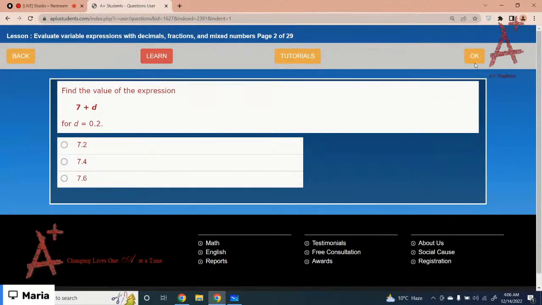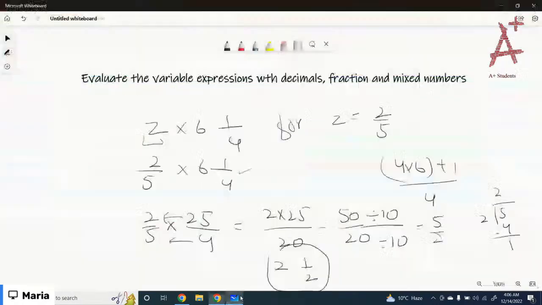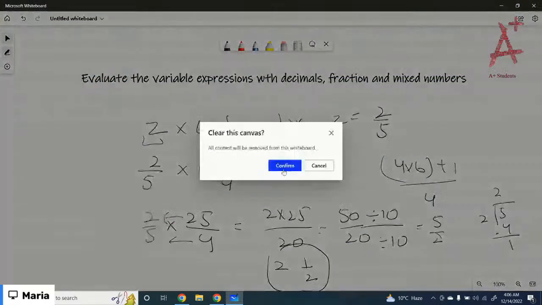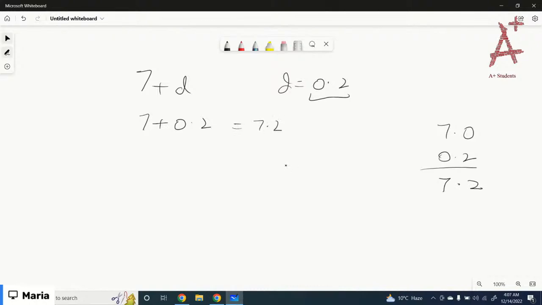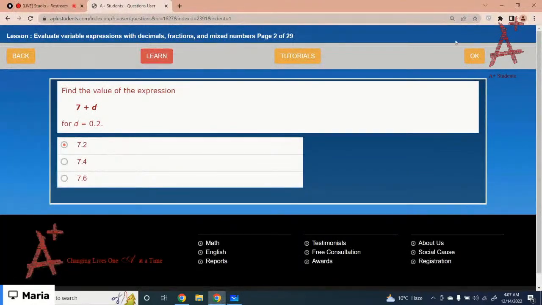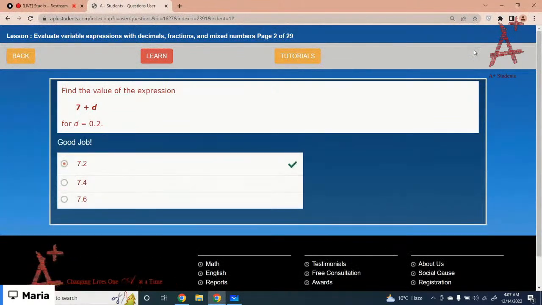Okay, the next one is 7 plus d, and d equals 0.2. Just replace d with the value. Got it? So it would be 7 plus 0.2. So you always add whole number to whole number and decimal to decimal. Got it? It would be 2 plus 0 is 2 and 7 plus 0 is 7. So it would be 7.2. Got it? So just select the correct option and click on the OK button. If you already know the answers, please write the answer in the chat box. Your participation is highly appreciated.